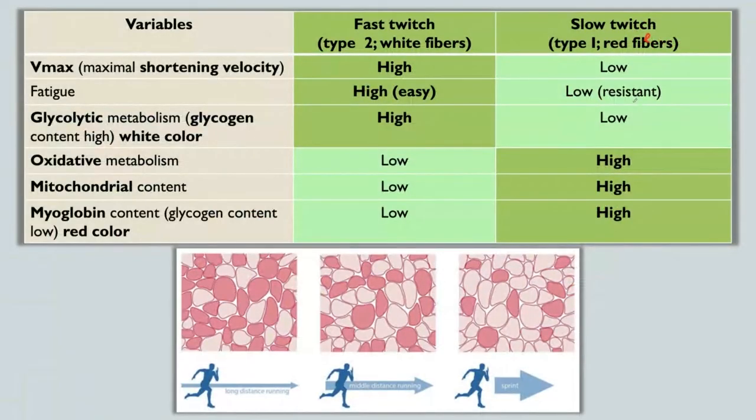For those who like tables, okay, there is one here that you might like. We are comparing here the type 2 and the type 1. Okay, we're not making here too much division between the 2B and 2A. We're gonna see these as two groups simply: fast twitch and slow twitch. Fast, high velocity; slow, slow velocity. Fatigue: if you contract too fast, it is very easy that you get fatigued. If you go slowly, you're gonna be more resistant.